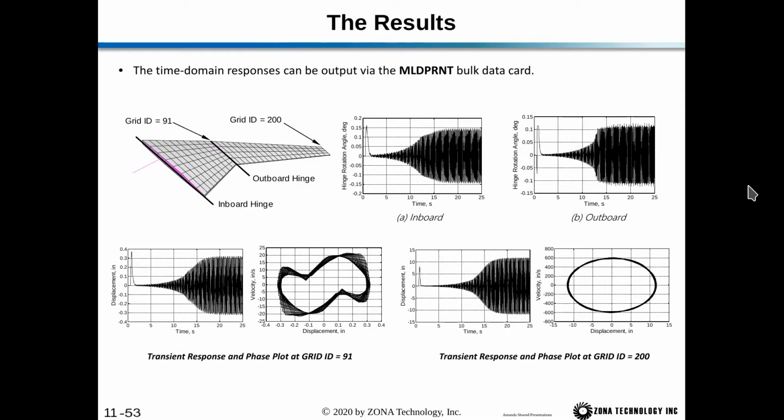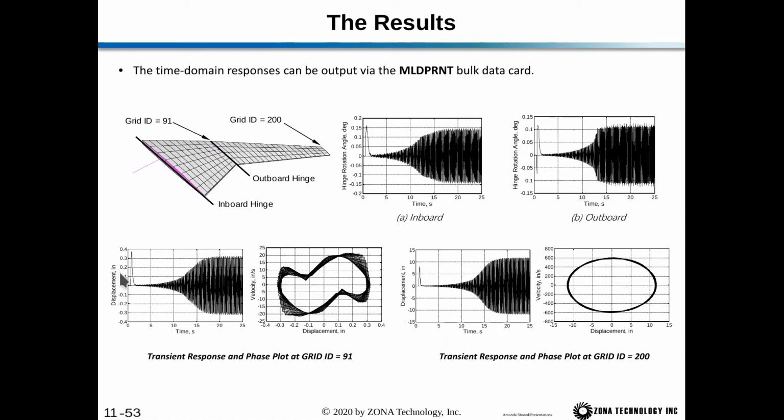Okay, let's look at the results. So the time domain responses can be output via the MLD print bulk data card. In this plot, we're looking at the hinge rotation angle of the inboard, and this is the outboard hinge rotation angle. At this flight condition, you can see it's hit by the gust, and then we start to develop some LCO. First, the response starts growing, and then it settles into LCO.